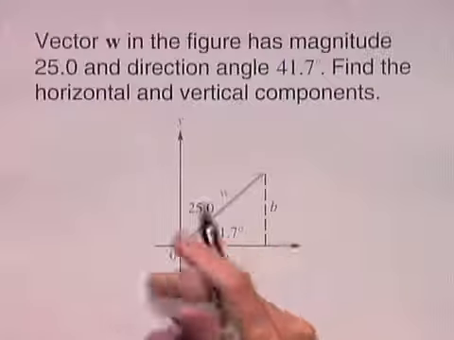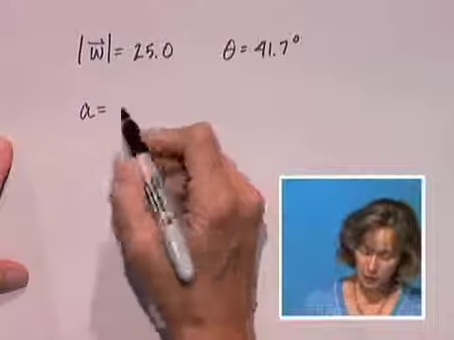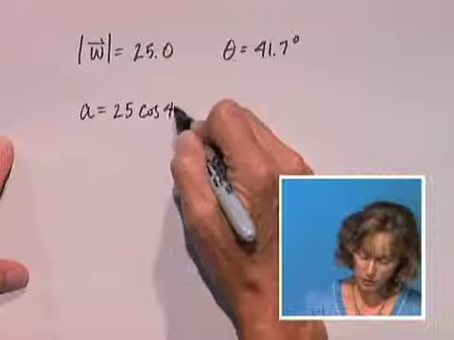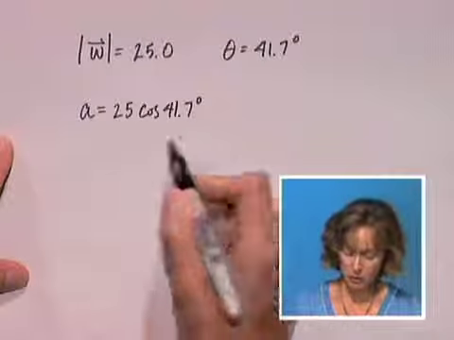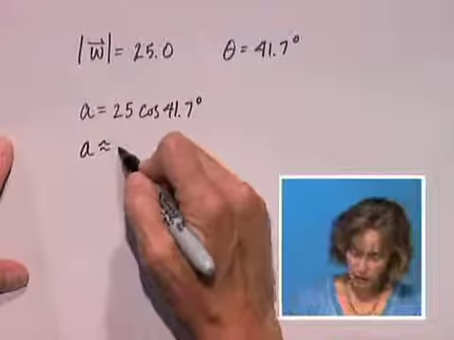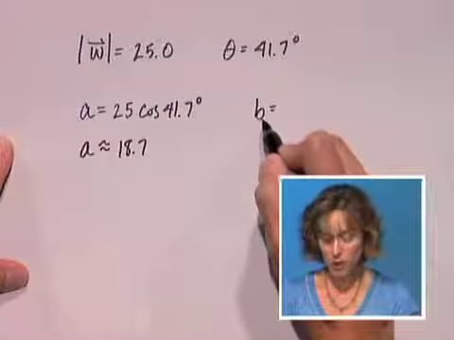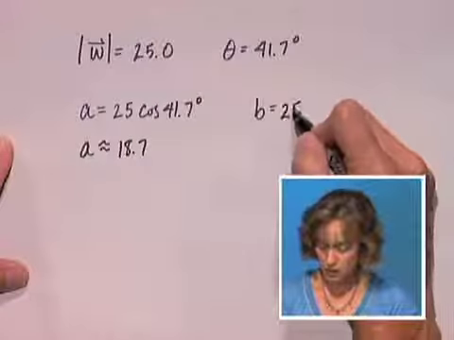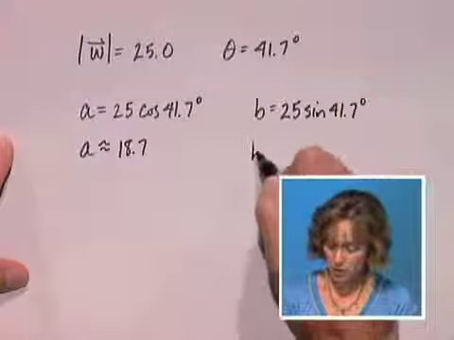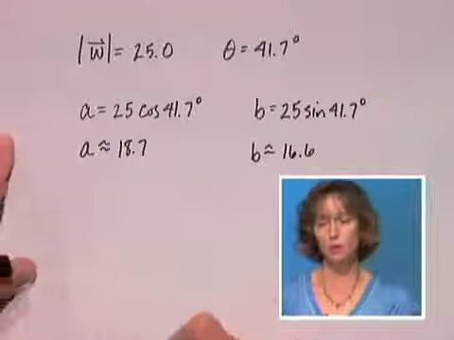So let's take that information and find component A by finding 25 times the cosine of 41.7 degrees. And with the help of a calculator, you'll see that that comes out to approximately 18.7 units. Component B, because B was opposite the angle, is going to be 25 sine 41.7 degrees. And again, with the help of a calculator, component B is 16.6 units.